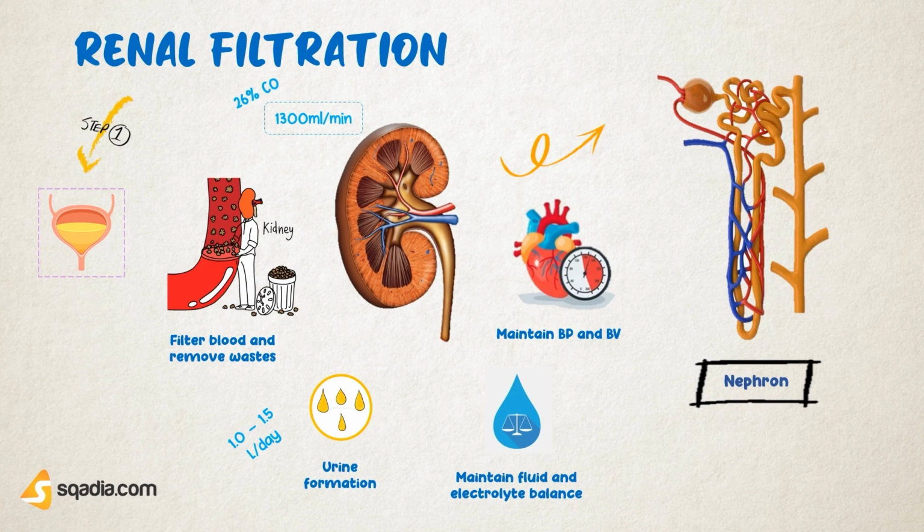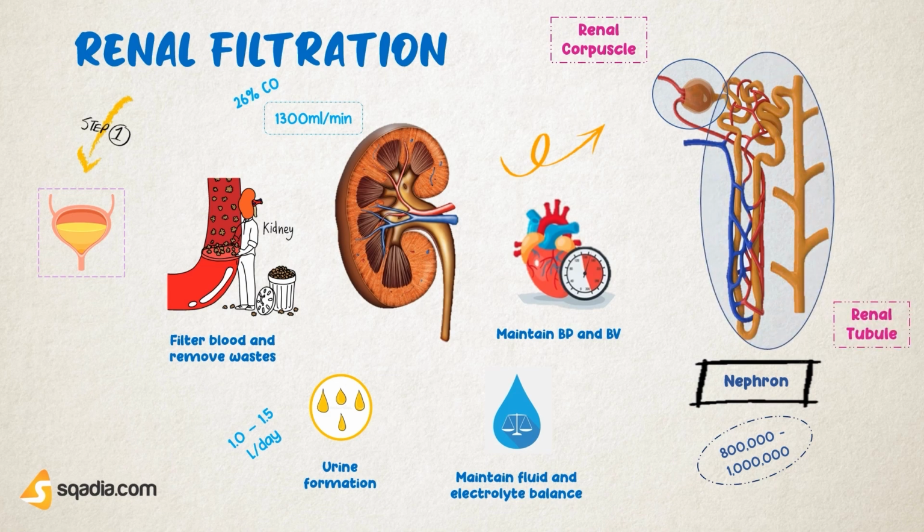Now this is the nephron, which is the functional unit of the kidney, and each kidney contains around 1 million nephrons. Each of these nephrons is capable of forming urine. Each nephron uses the process of renal filtration in order to filter the waste products into the urine, and then they are excreted out of the body. The nephron is composed of two parts: the capsular part, which is the renal corpuscle, and the tubular part, which is the renal tubule.